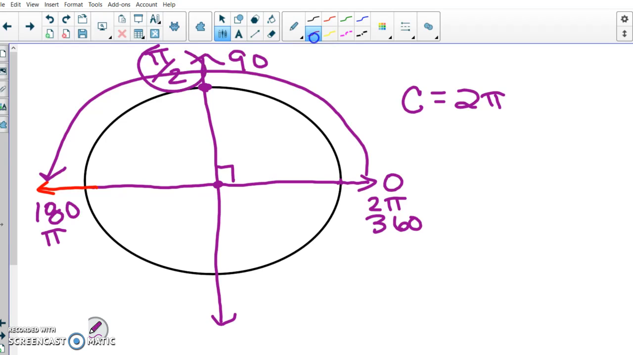Well, we have 1/2 pi, 2/2 pi. It would make sense that straight down would be 3/2 pi. And that angle measure, if we're counting by 90s, 90, 180, 270 degrees, is equal to 3/2 pi radians. So we start to see how simple it is to go between radian measure and degree measure.